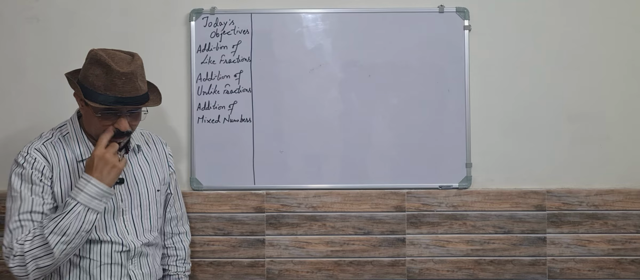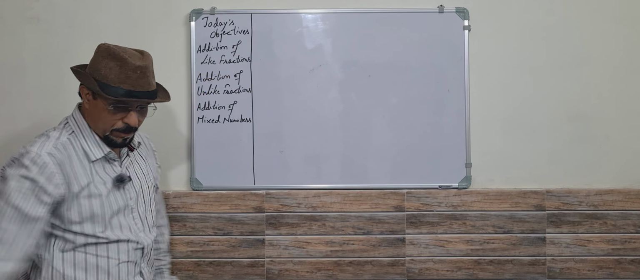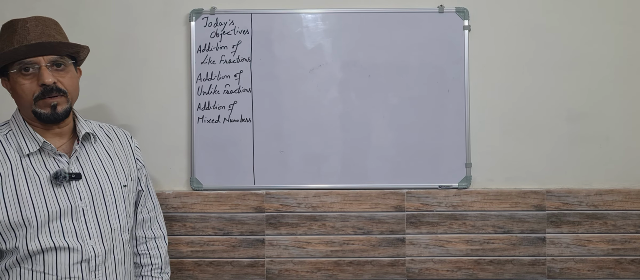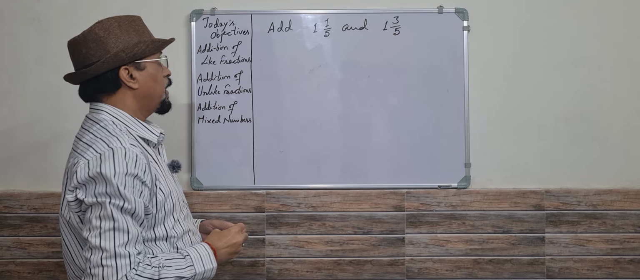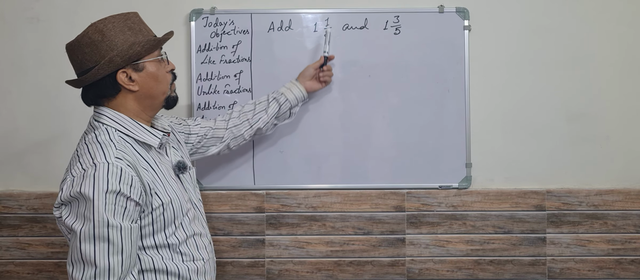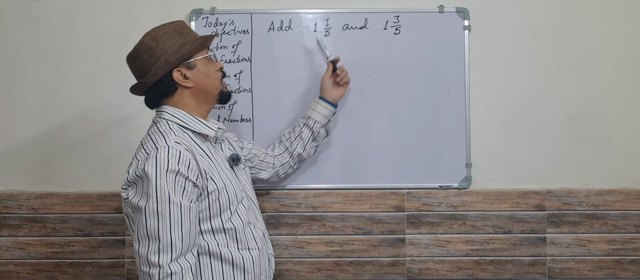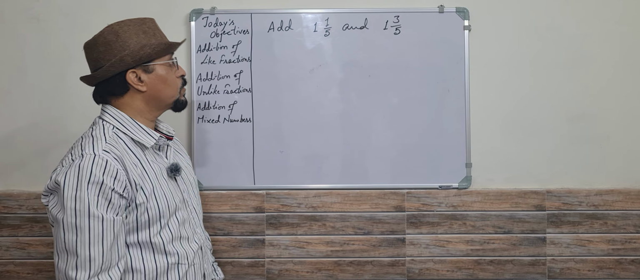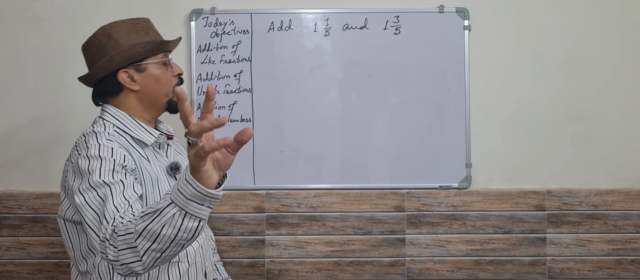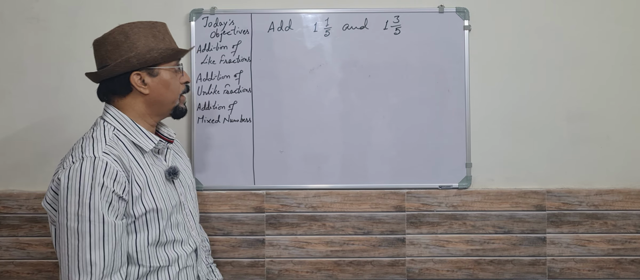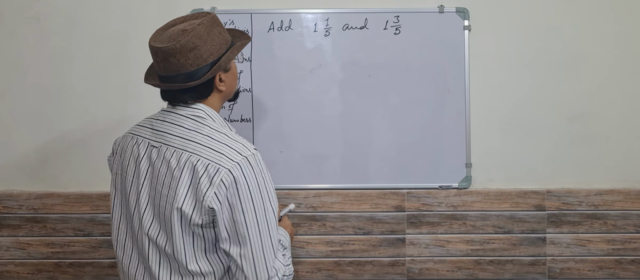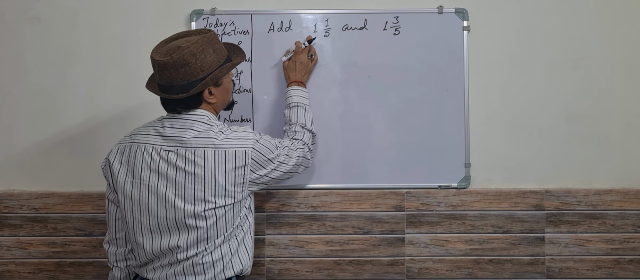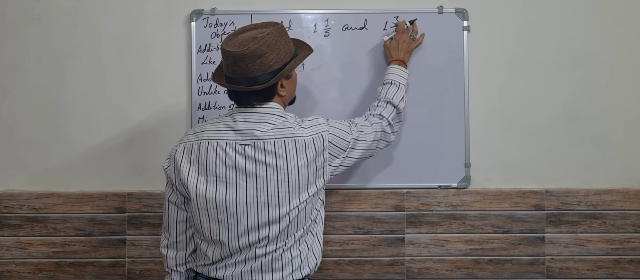Next comes the addition of mixed numbers. Supposing I have to add two mixed numbers, then how will we be doing it? Let's take another example where I have to add one whole number 1 by 5 and one whole number 3 by 5. These two are the mixed numbers and I have to add them. To add two mixed numbers, there are two ways. One way is, let's separate the whole number. This is one whole number 1 by 5, one whole number 3 by 5.